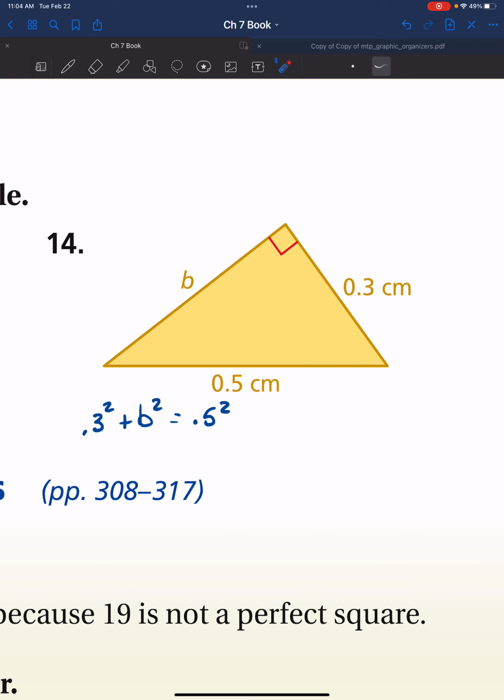It's not. Okay, now 0.3 times 0.3. Well, 3 times 3 is 9. So move your decimal over 2 places. Shouldn't you get 0.09? Yeah. 0.09 plus b squared equals 0.5 squared. So 5 times 5 is 25. Move your decimal over 2 places. Equals 0.25.